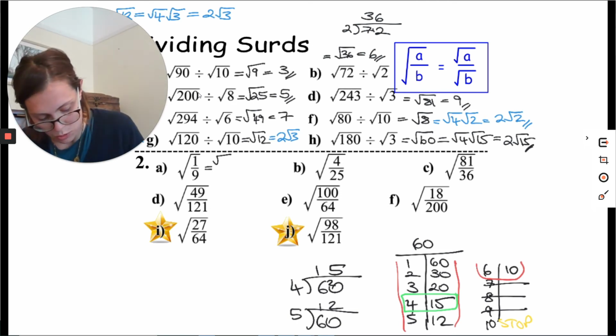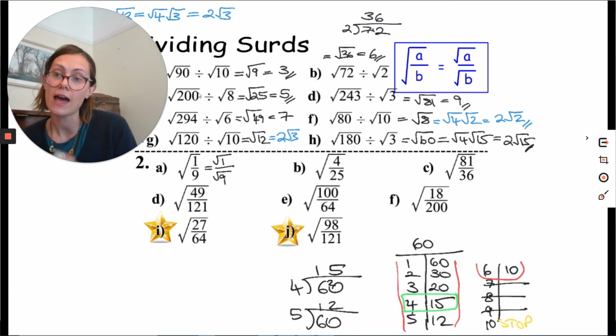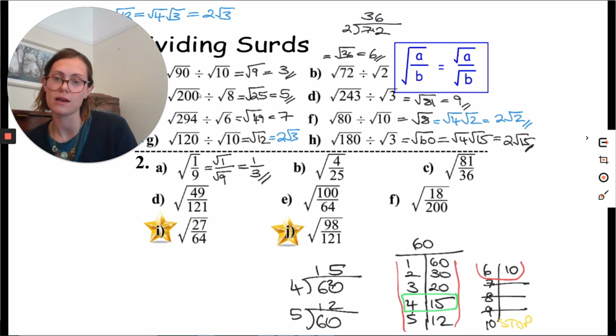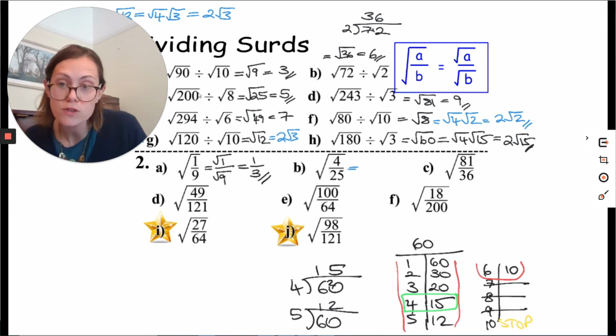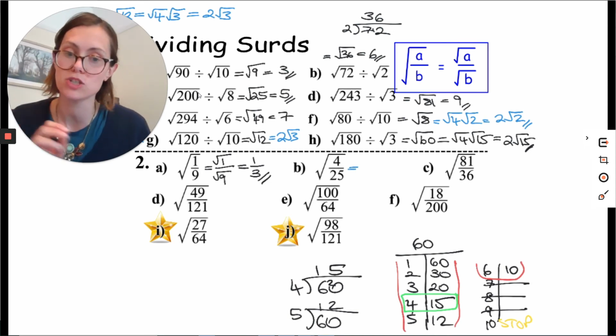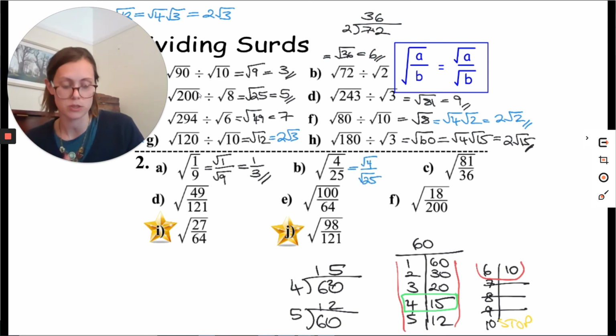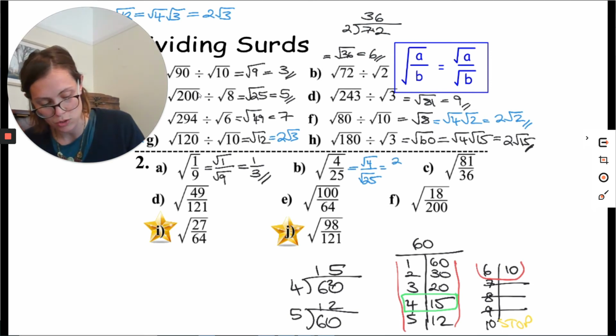But actually, because both these numbers are square numbers, I can do it like this. I could say the square root of 1 over the square root of 9, and I can split it up like that. That works very well when the numbers you're working with are square, because the square root of 1 is 1, and the square root of 9 is 3. So your answer becomes 1 over 3. Look at B as another example. Because 4 and 25 are already square numbers, it's much easier for me to square root 4 and then square root 25. So square root at the top and square root at the bottom, giving me the answer 2 over the square root of 25, which is 5.